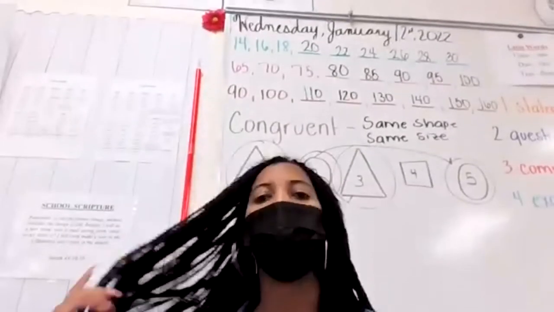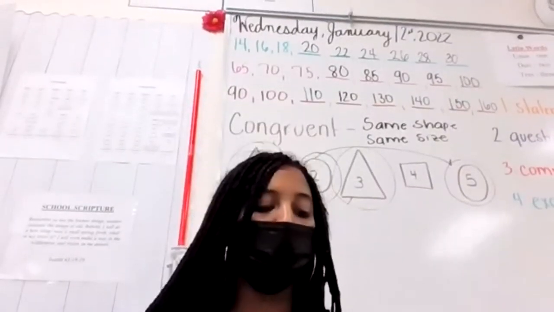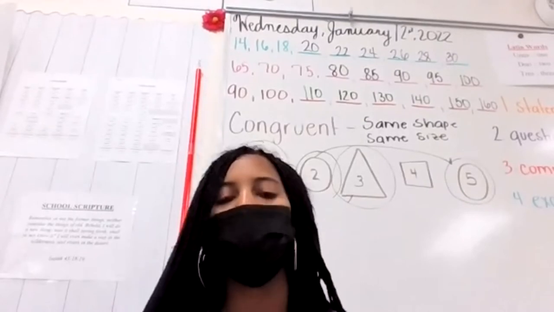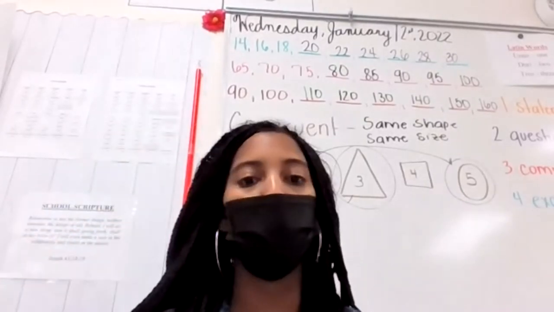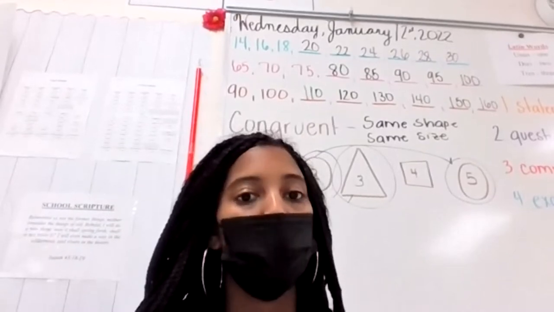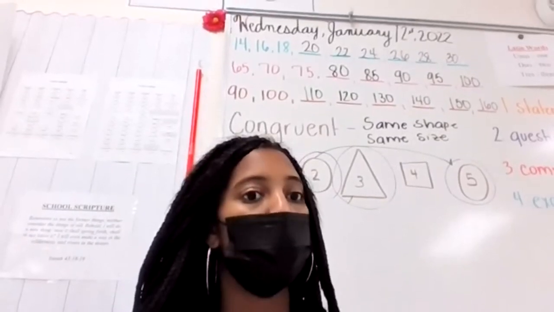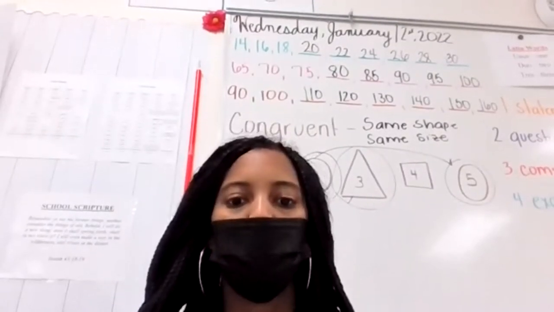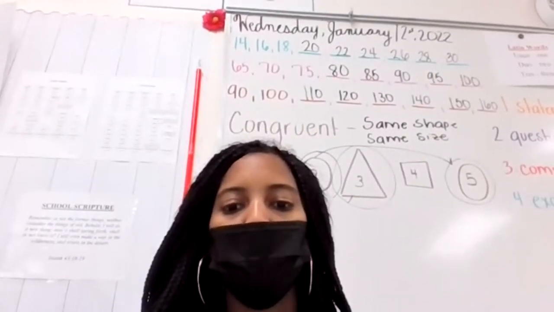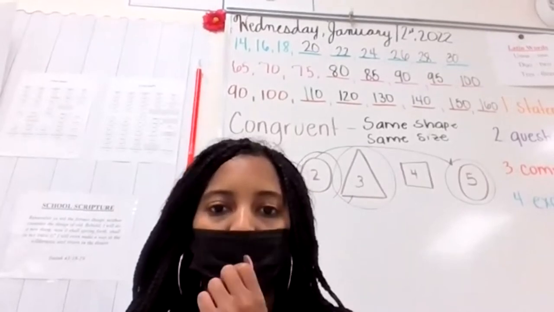All right, so I want you to draw two shapes that are congruent to one another, your own two shapes that are congruent. So we just talked about what congruent means. It's the same shape and the same size. So what are two shapes that you draw and then show me two shapes that are congruent to one another?